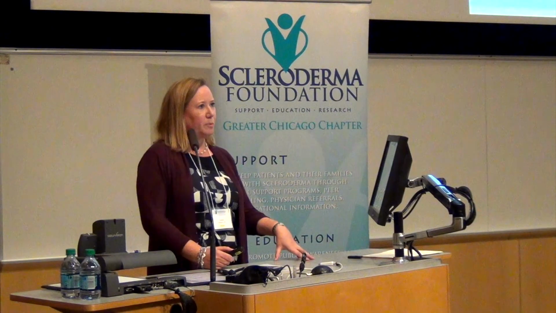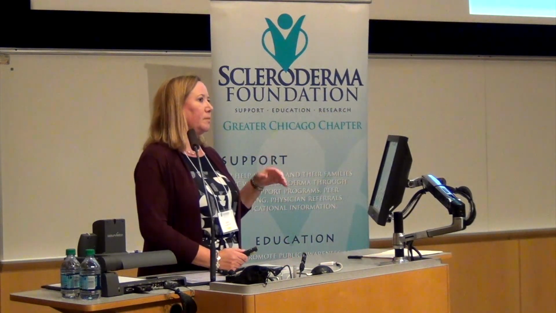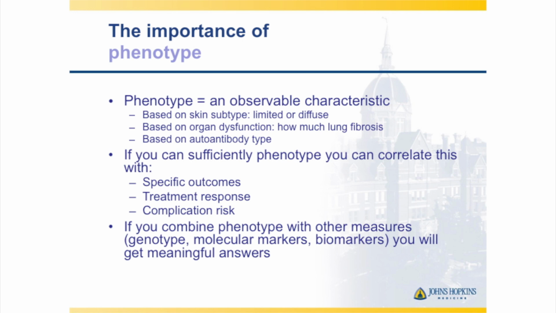So we're going to incorporate a little bit of Scleroderma 101 just to make sure we're on the same page, and talk to you a little bit about what we call phenotype. What does that mean? That means an observable characteristic of disease. That means what does your scleroderma look like compared to the next patient with scleroderma? What do we learn about what kind of disease somebody has?